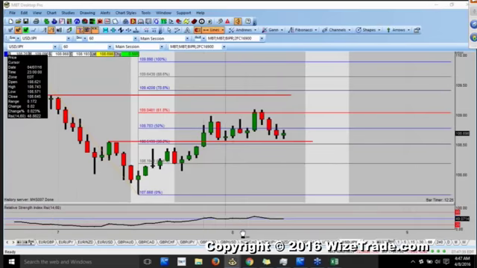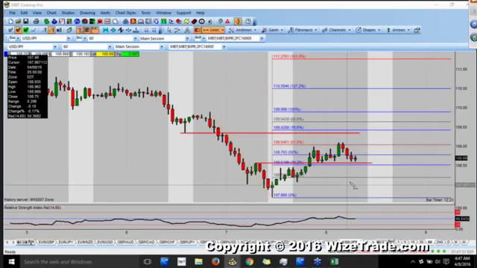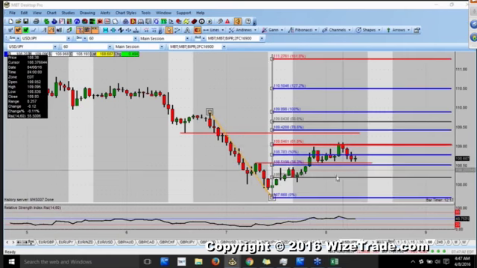So let's talk about this for a second. So here's the dollar yen, right? We stopped at the 618. You guys can see that, right? Stopped at the 618.